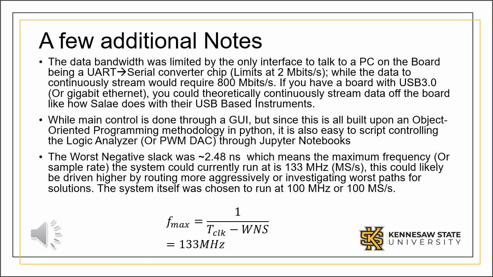And main control is done through the GUI, but since this is built all upon an object-oriented programming methodology in Python, it is easy to script controlling the logic analyzer through Jupyter Notebooks. Finally, the worst negative slack was 2.48 nanoseconds, which means the maximum frequency or sample rate the system could currently run at is 133 megahertz. This could likely be driven higher by routing more aggressively or investigating worse paths for solutions.